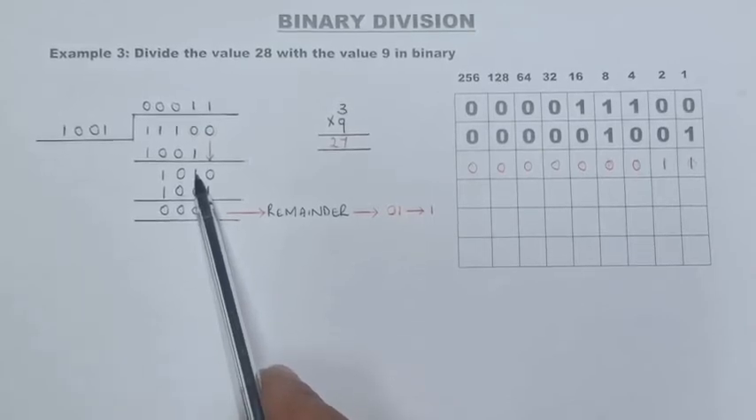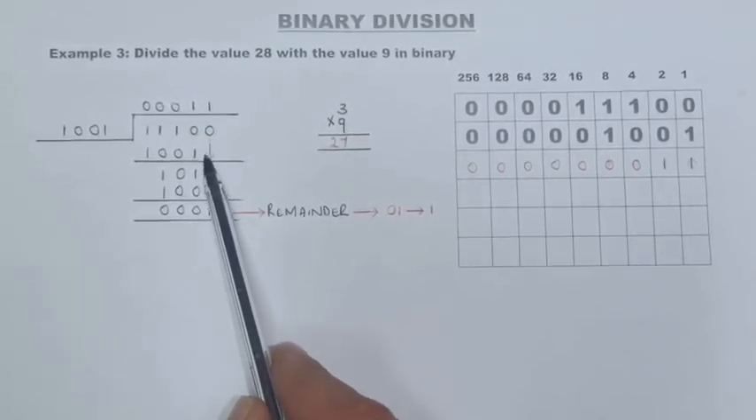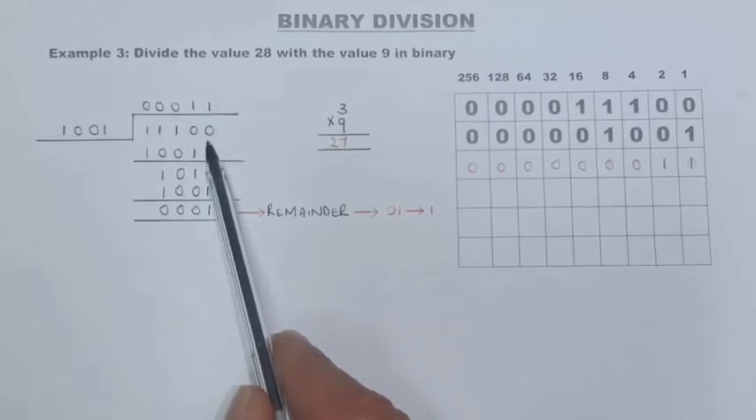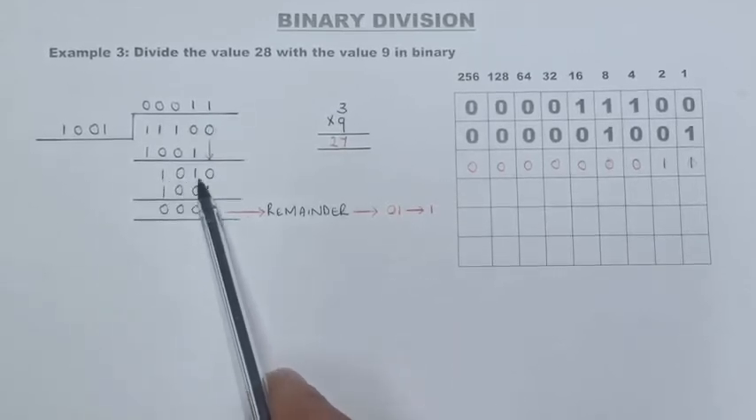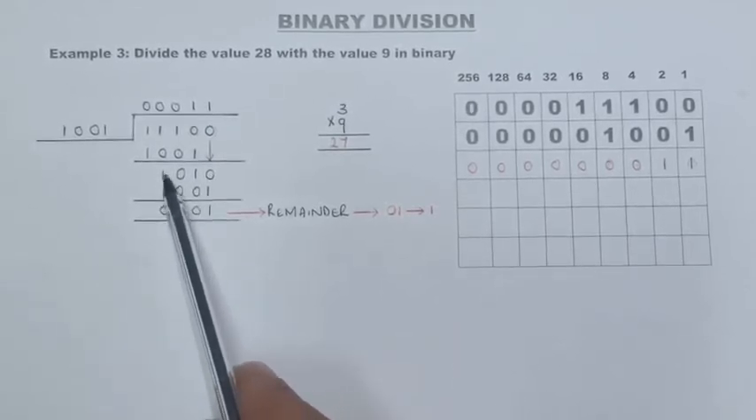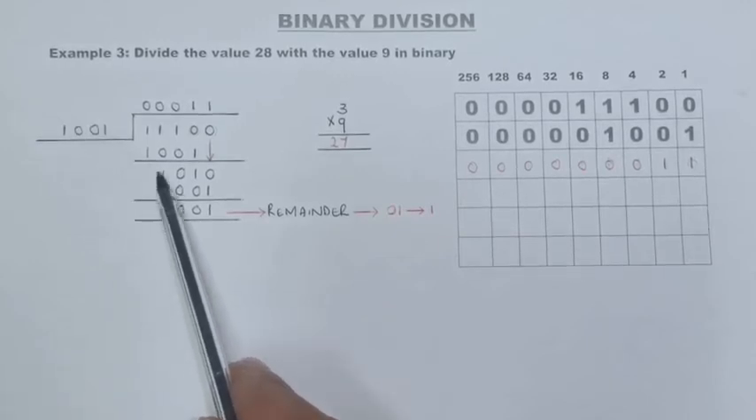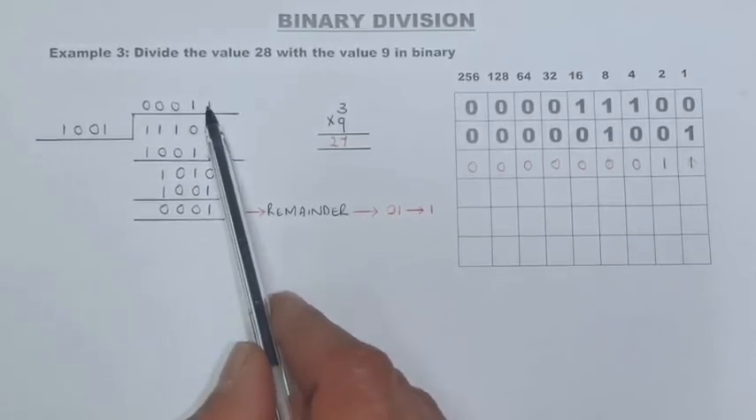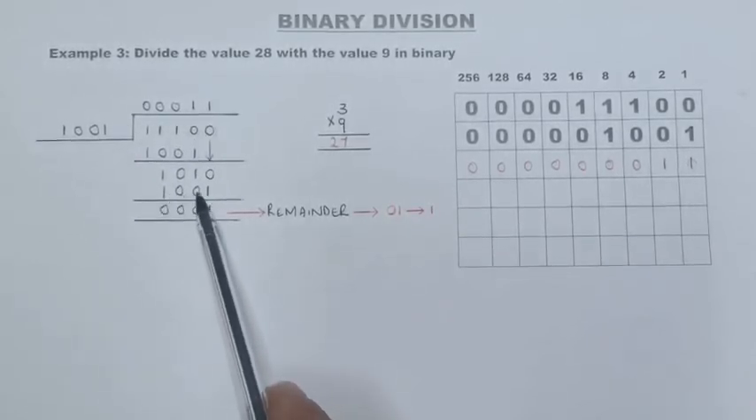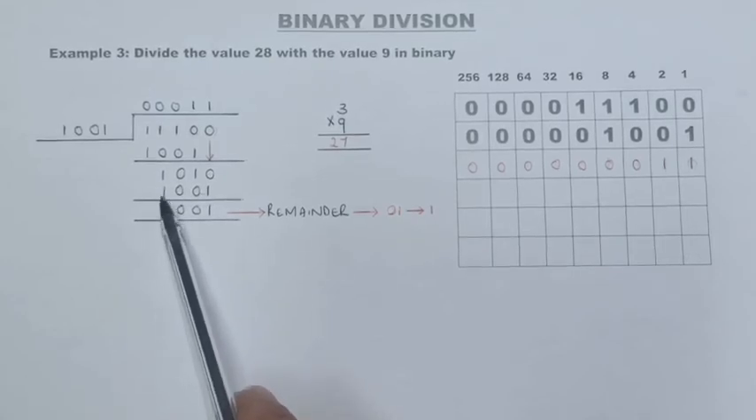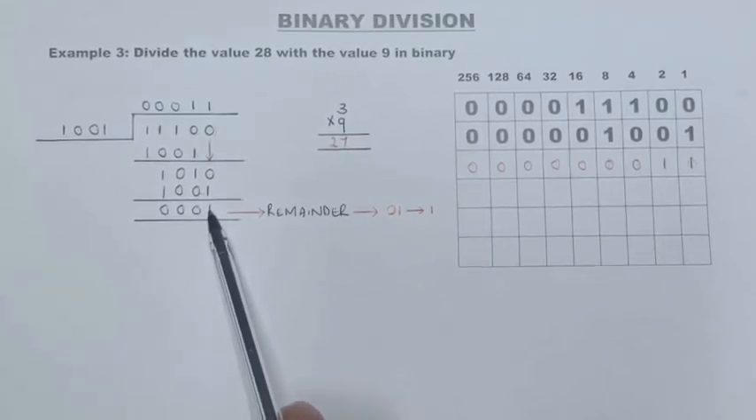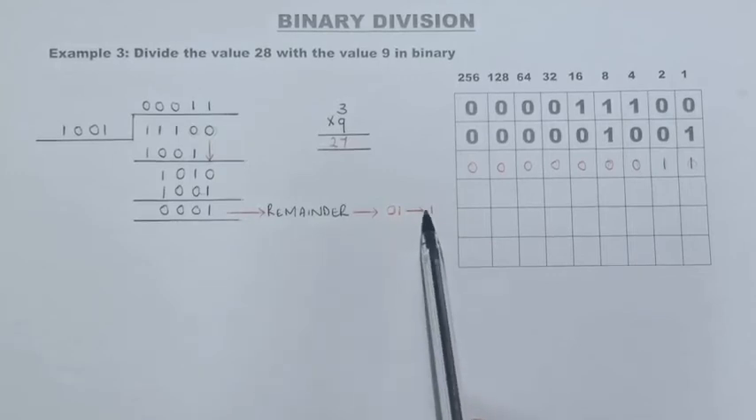Alright, so the next thing that I do is I bring down the digit here, which is 0, which means this binary number will now change. So that is 1010, which is 10 in binary, and 9 goes into 10 once. 1 times 9 will give me 9, and 10 minus 9 is going to give me 1. Alright, so there I have a remainder of 1.